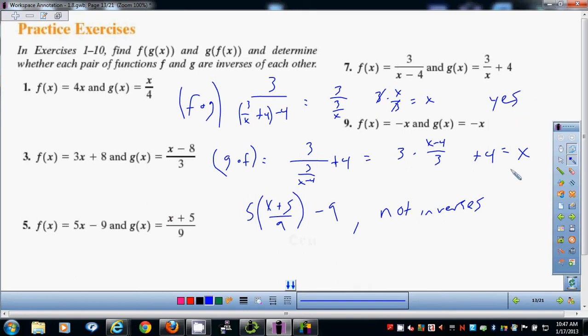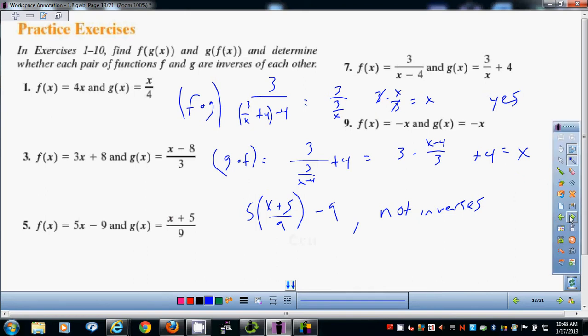What about number 9? Take a quick glance at number 9 and raise your hand if you think you know whether they're inverses or not. Well, let's see. f of g would be negative x, which is x. g of f would be negative x, which is just x. So as it turns out, negative x is its own inverse. And yes, they are. Questions from this slide?